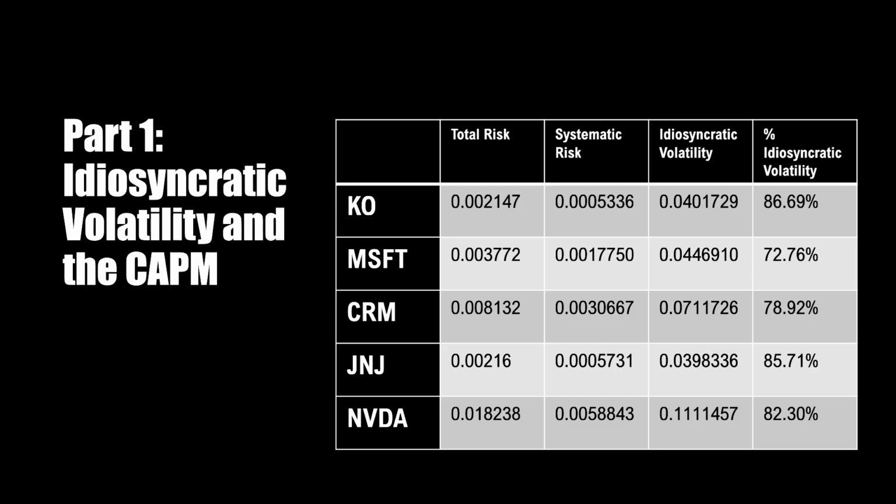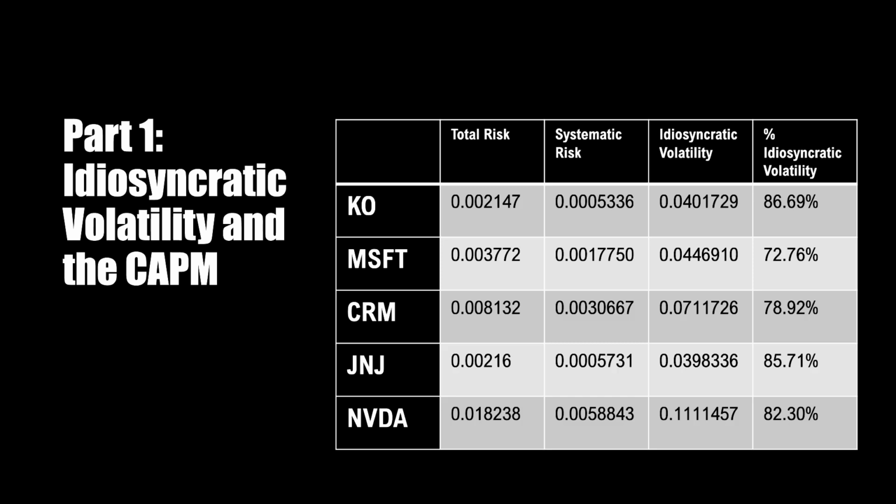Idiosyncratic volatility is the standard deviation of the residuals, which is just unexplained noise in the market. The percentage of idiosyncratic volatility is the portion of risk not explained by the market, which is a key concern for the CIO. The CIO explicitly prohibits investments in any stock over 70%, and you can see all of our stocks exceed that threshold. KO and J&G have the two highest.